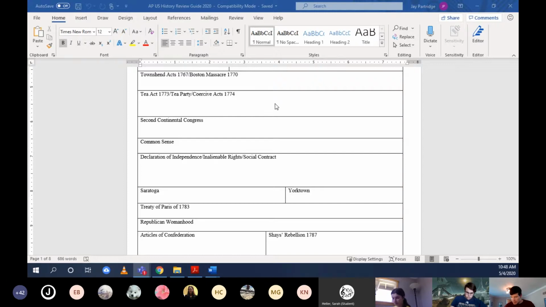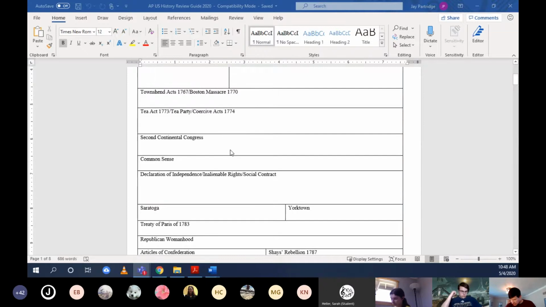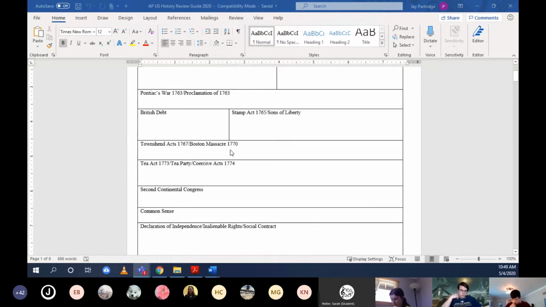Let's get to the next one. Well, let's do British debt first, and I'll come back to Antebellum Reforms because it's on this page. So let me scroll up. British debt. So the big thing about British debt was Britain had been basically at war, all these wars for empire from 1689 all the way to 1763, and they were at a civil war before that.